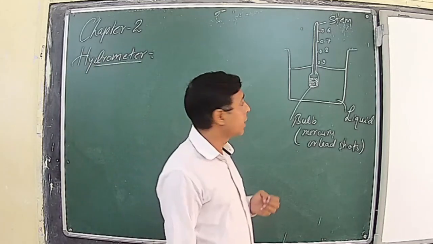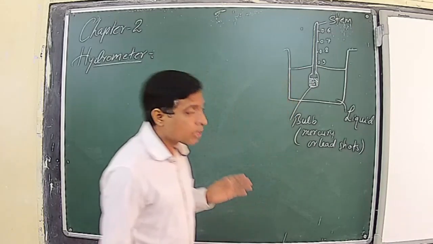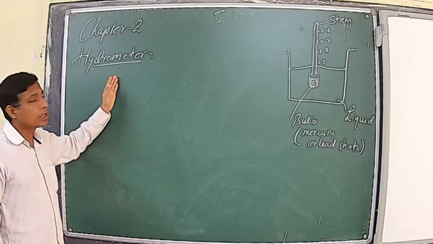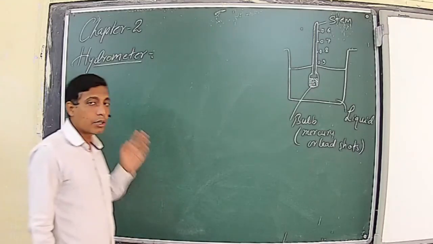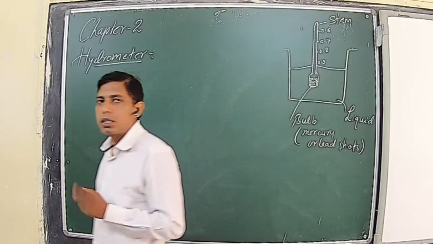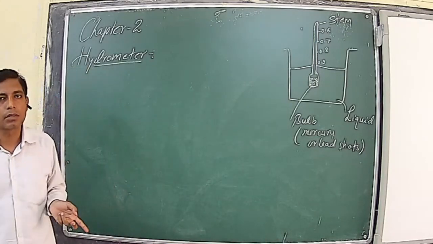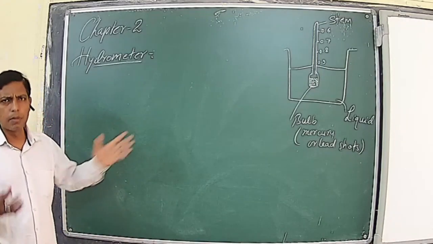Now basically what is a hydrometer? You can see here the figure is drawn on the blackboard. A hydrometer is an instrument which is used to measure the relative density of any unknown liquid. It is not as complicated as what we have seen in the case of a relative density bottle, where we have to measure the mass, and it was a little bit complicated.